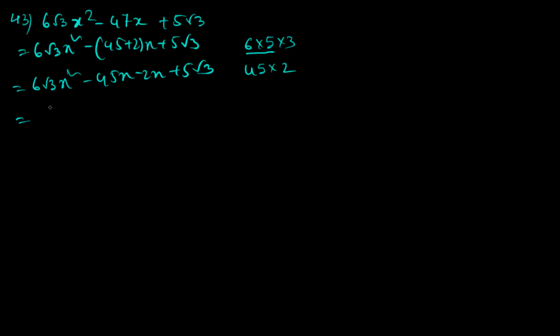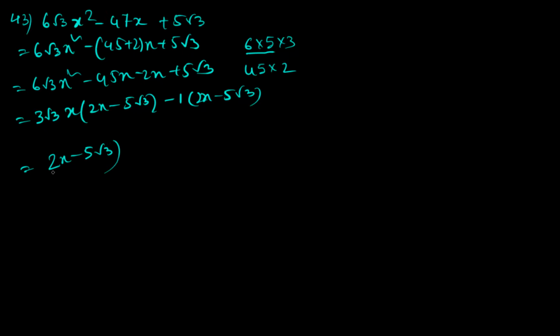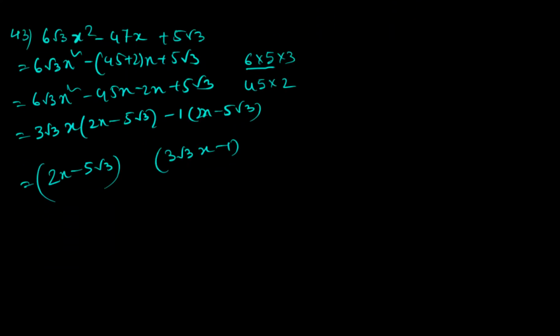Okay, how much can I take common? I can obviously take 3 root 3 common. 3 root 3 x common. I'll be left with 2x minus 5 root 3, and minus 1 common, 2x minus 5 root 3. So 2x minus 5 root 3 times 3 root 3 x minus 1. It's the question number 43.